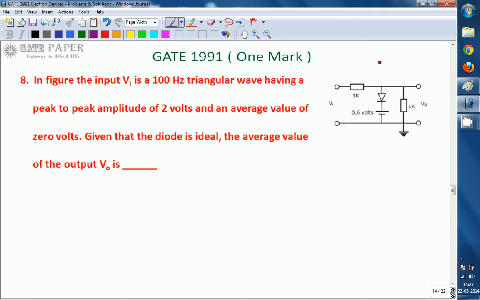Hello, we are discussing the GATE 1991 ECE paper, and the topic we are discussing is electronics. This is one more question related to that one. So look at the diagram.